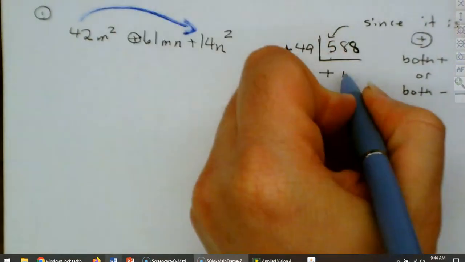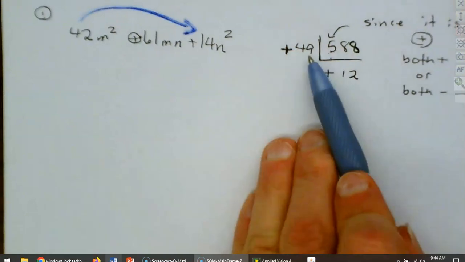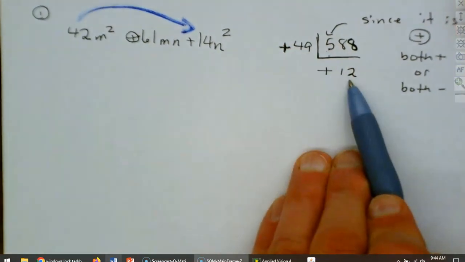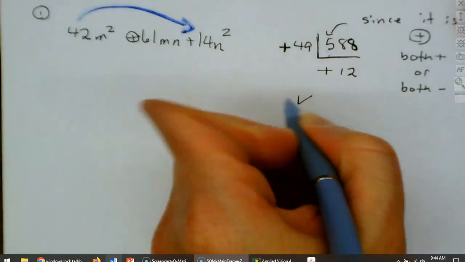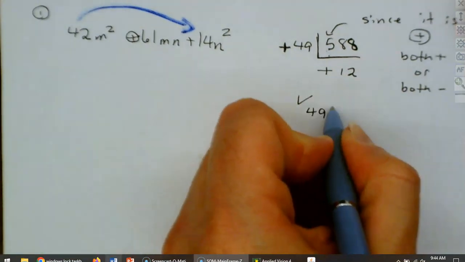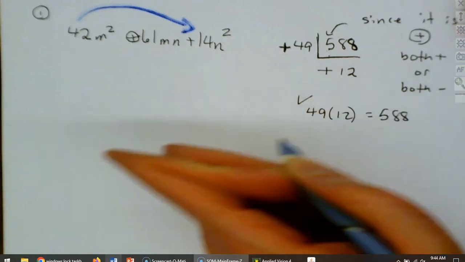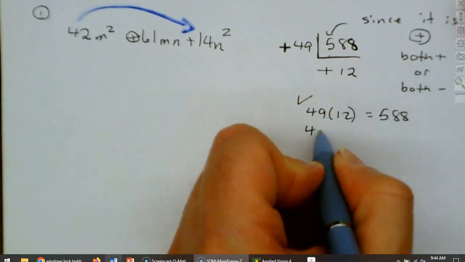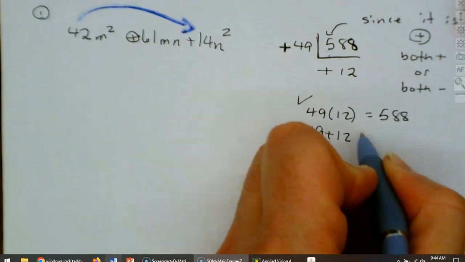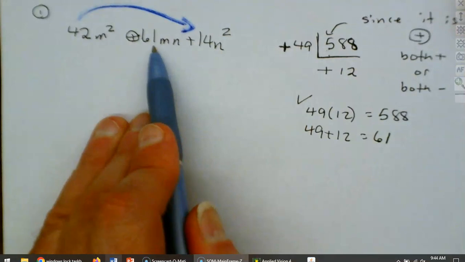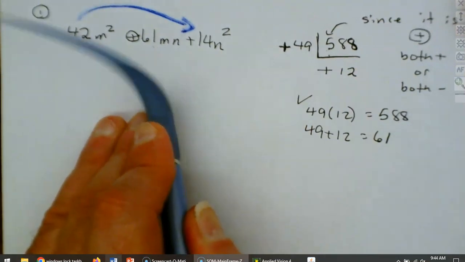49 and 12. I always write the larger number first, smaller number below it. Now, how can I check? Well, 49 times 12 is that 588 that I need. And also 49 plus 12 is that 61 that's in the middle here. You see the pattern. We'll do some more of these so you can see how they work.